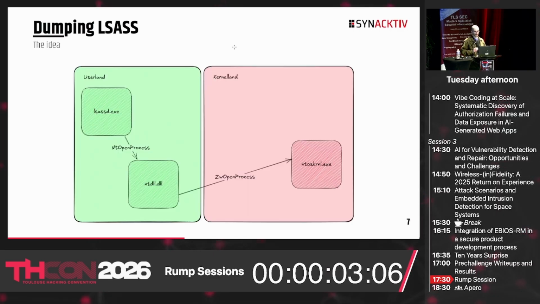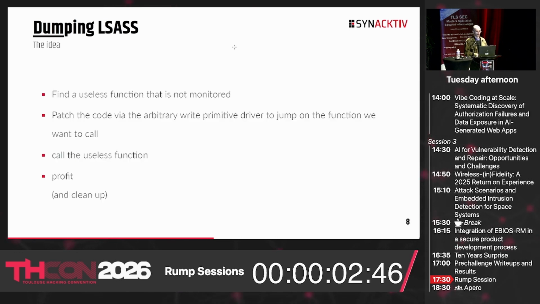Usually, how it happens is you call a function, NtOpenProcess for instance, which is in ntdll, and this DLL is going to call the kernel function ZwOpenProcess that corresponds to this function. So what we want to do is find a useless function that is not monitored by the EDR, patch the code via the write primitive to jump to the function that we really want to call, and then call the useless function and profit.